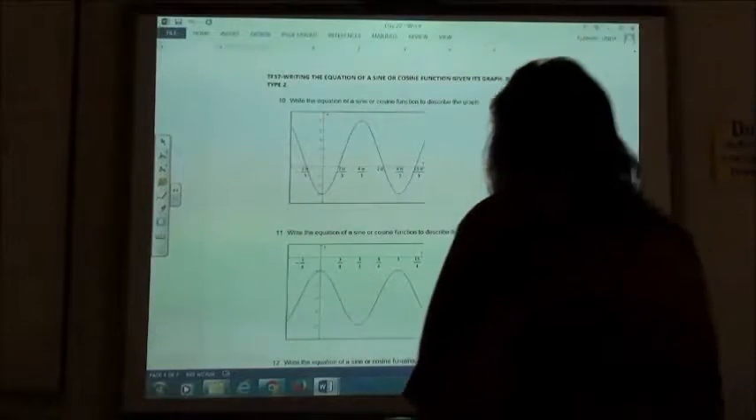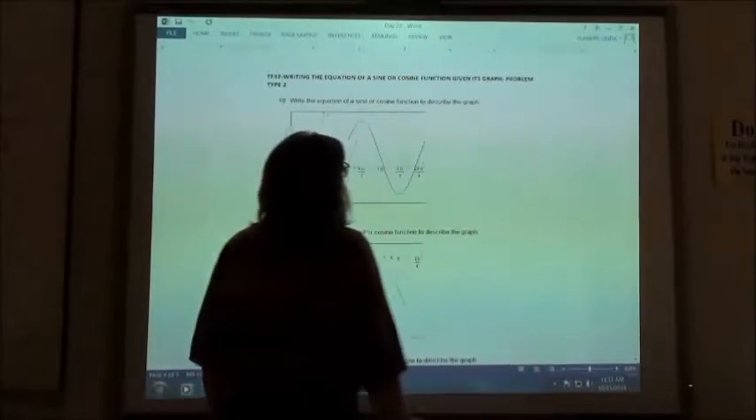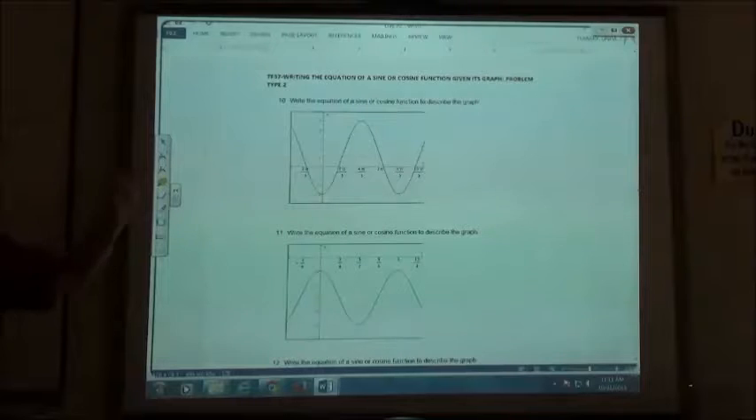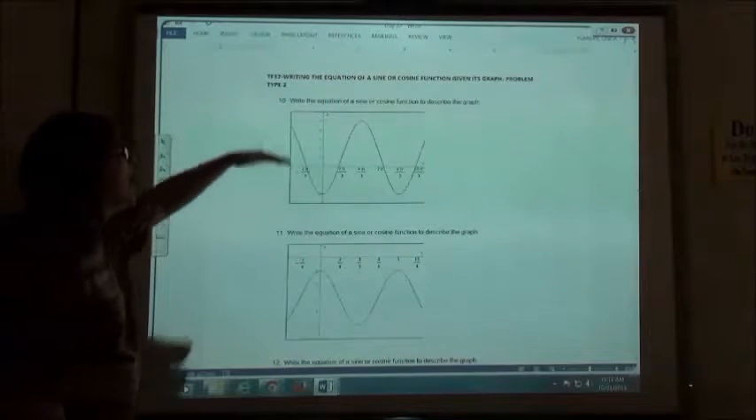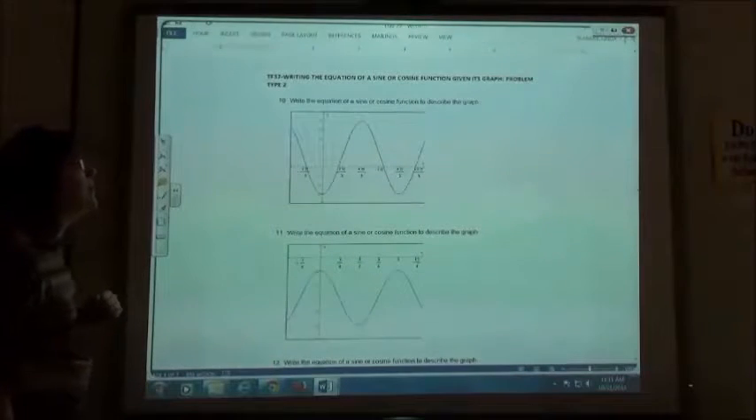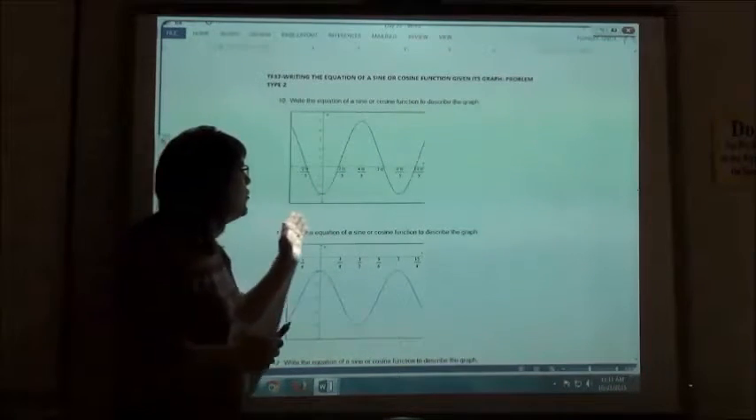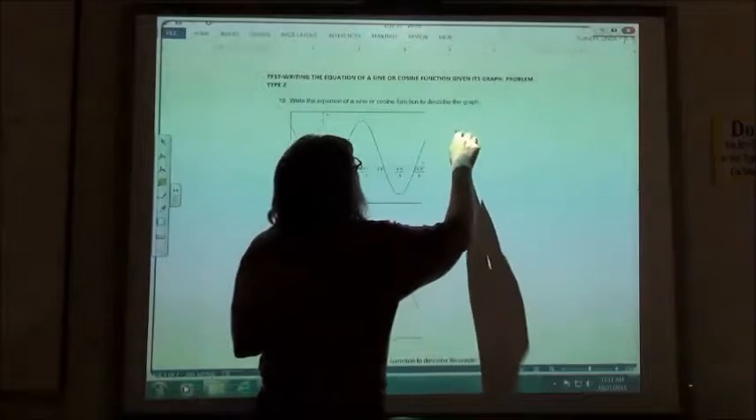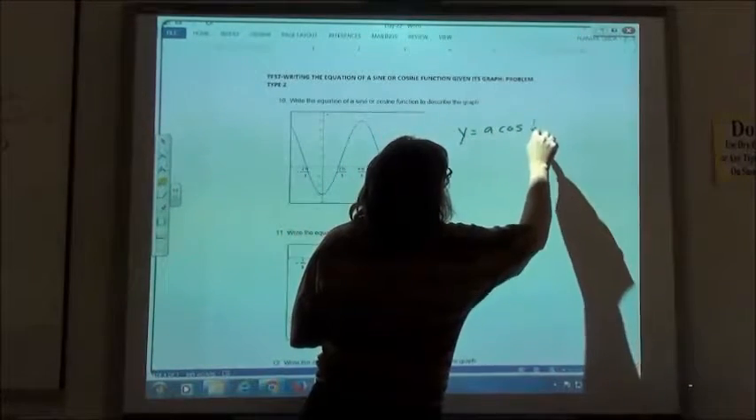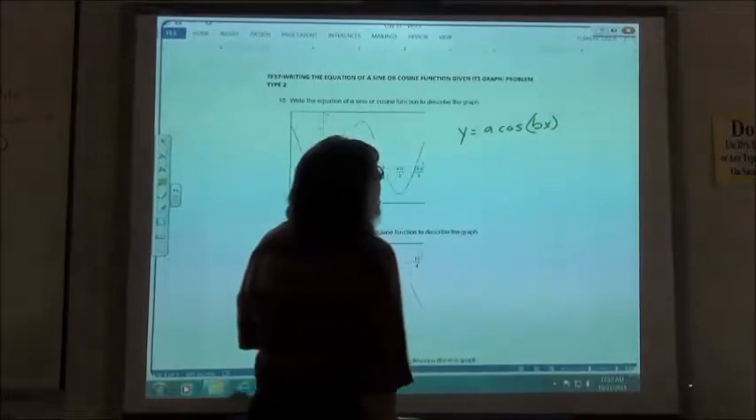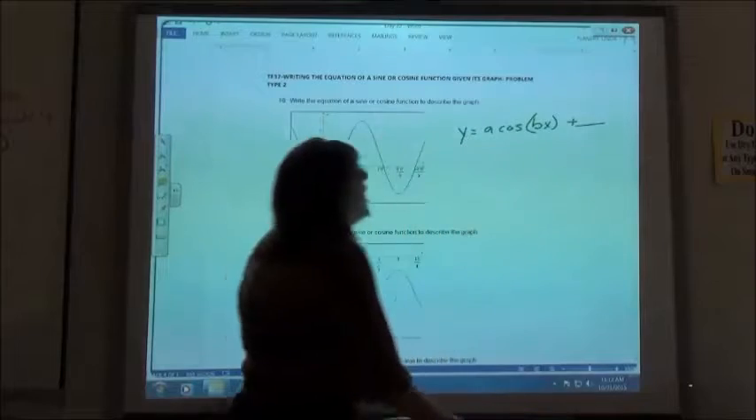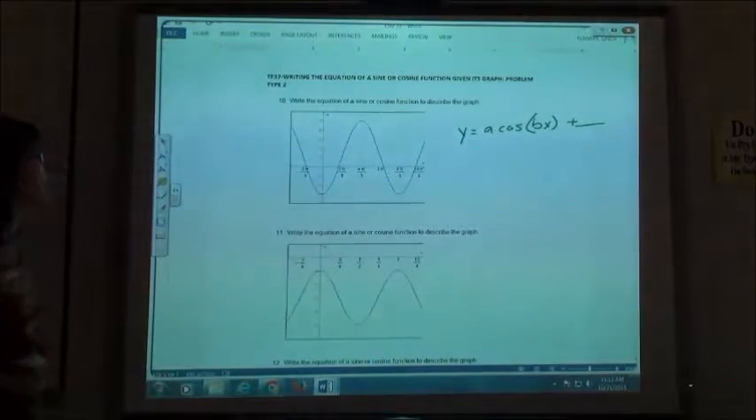The next ones, we are writing the equation of the sine or cosine function given its graph. This is problem type 2. Again, we're not going to have a phase shift left or right, but we are going to have a shift up or down, which means we end up adding or subtracting a number from the end. We're going to start these ones just like we did the previous ones, where we were putting them in the form of either sine or cosine of bx, but this time we're going to have a plus or a minus value here on the end because my graph is going to shift up or down.